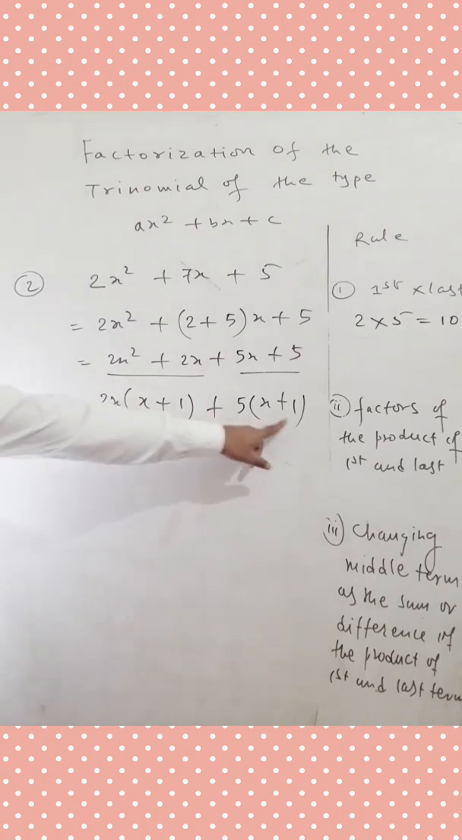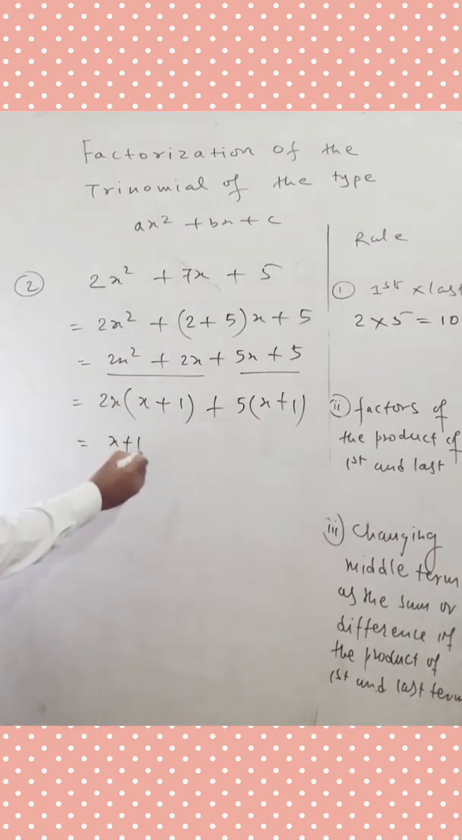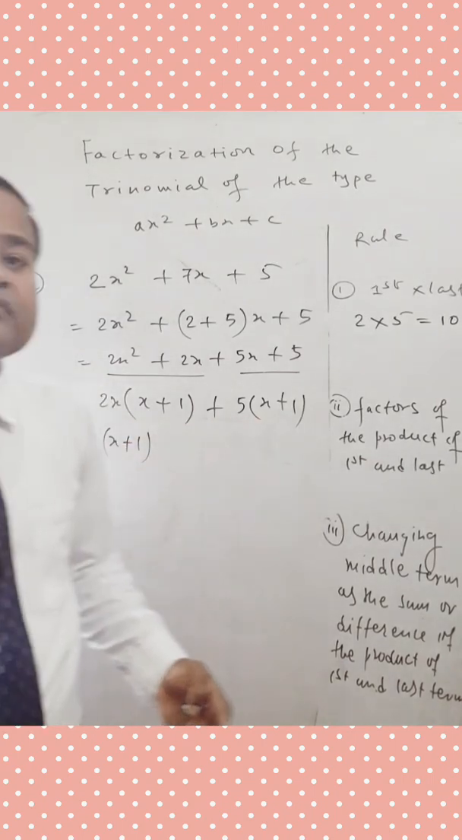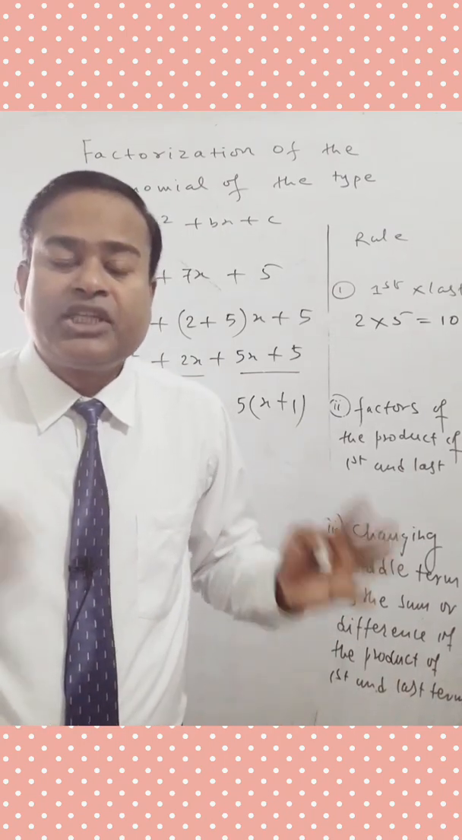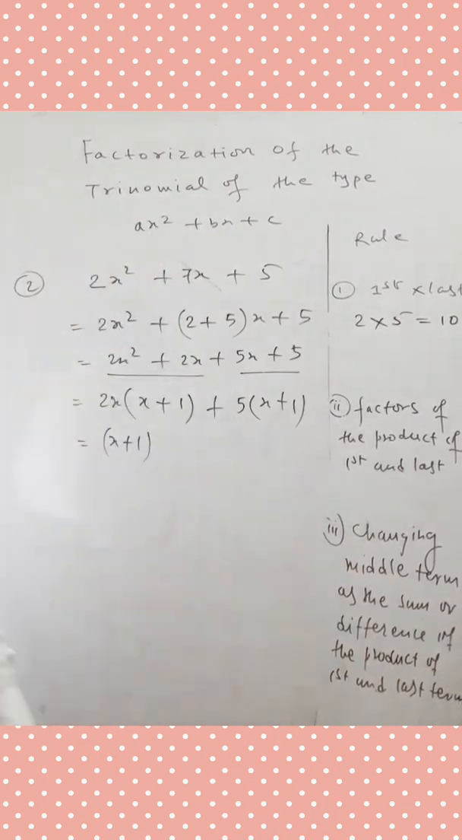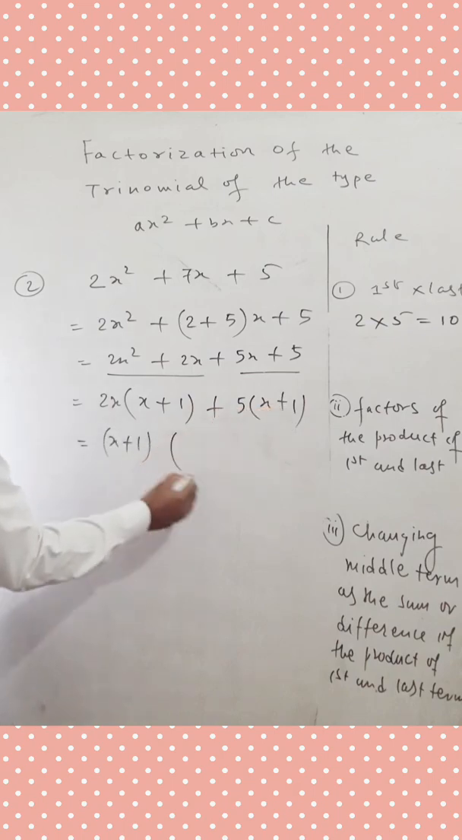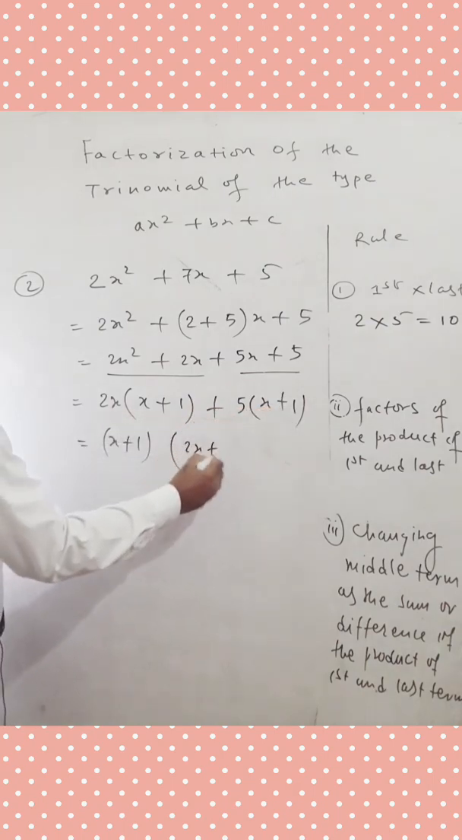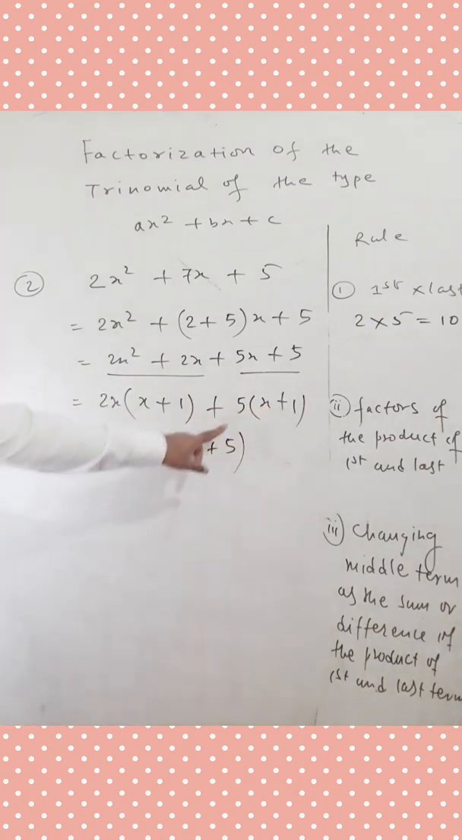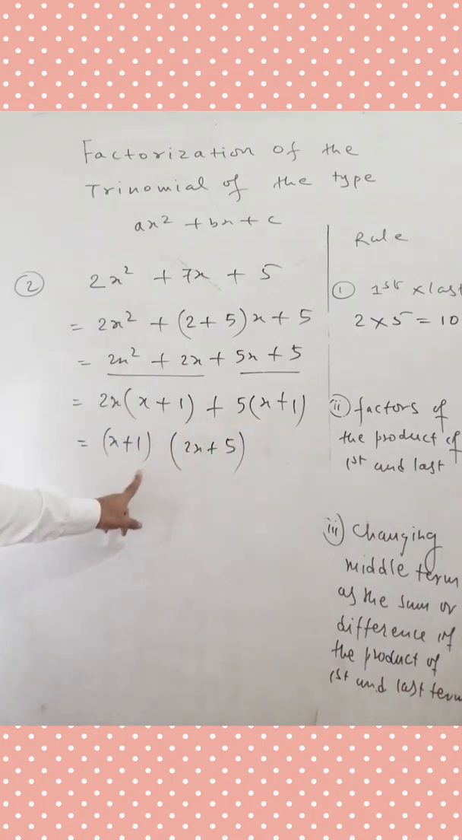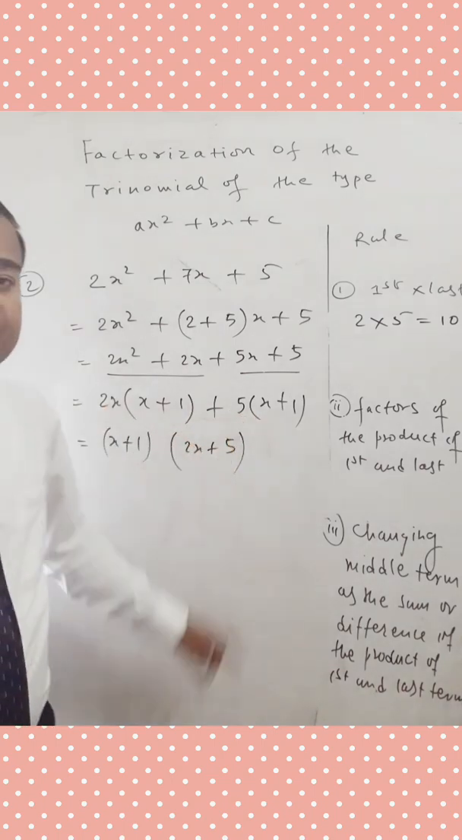That means again, we can take x plus 1 common. So if any factor is common in two different groups, in two different terms, then we must take it common. X plus 1 is common, then the remaining factor is 2x plus 5. So dear students, x plus 1 is the common factor and 2x plus 5 is the remaining factor.